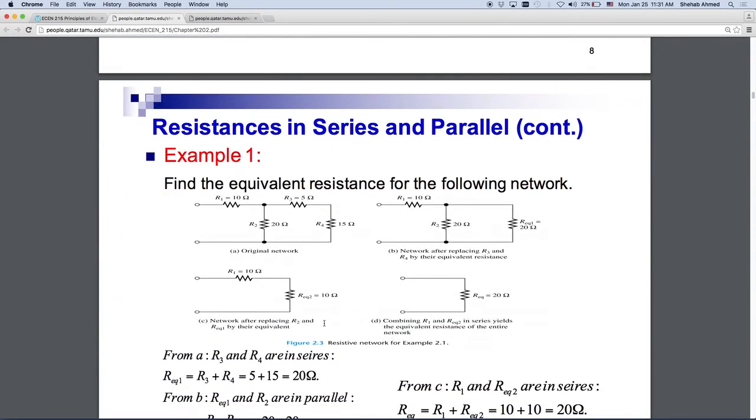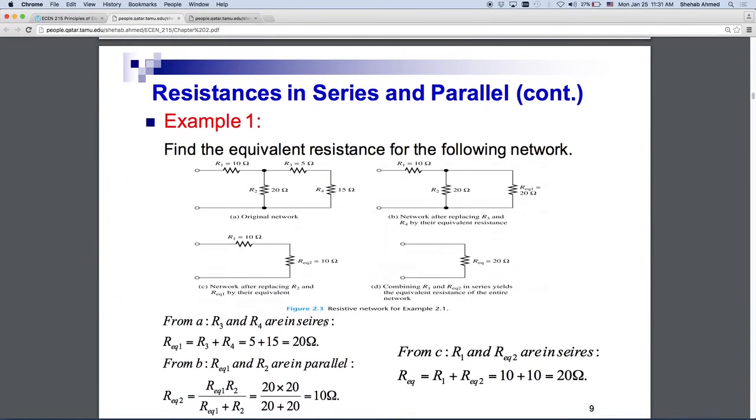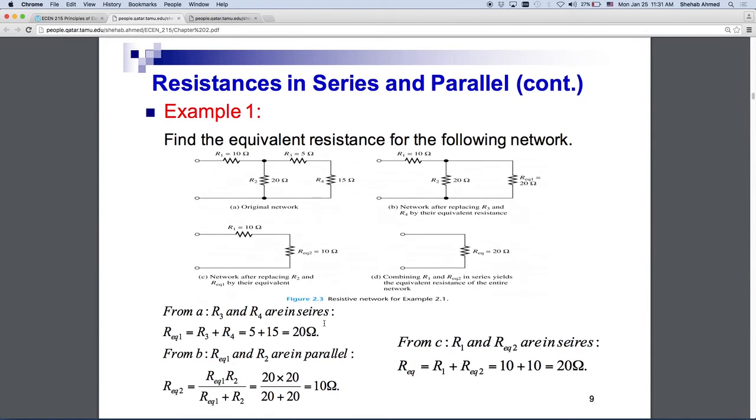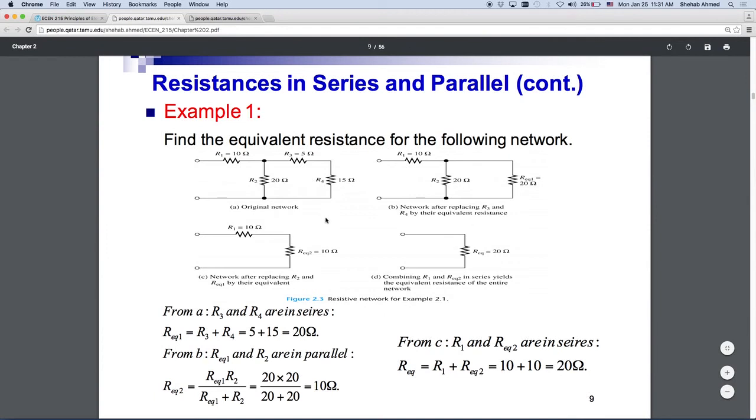Here's an example where we have a combination of some series and parallel resistors, which is what we have in real life. You don't have series only, or parallel only. You always have a combination of them, and you will be asked to simplify these circuits to solve the system. So we have a resistor network here. This is the original resistor network. You want to find the equivalent resistance seen by the source.